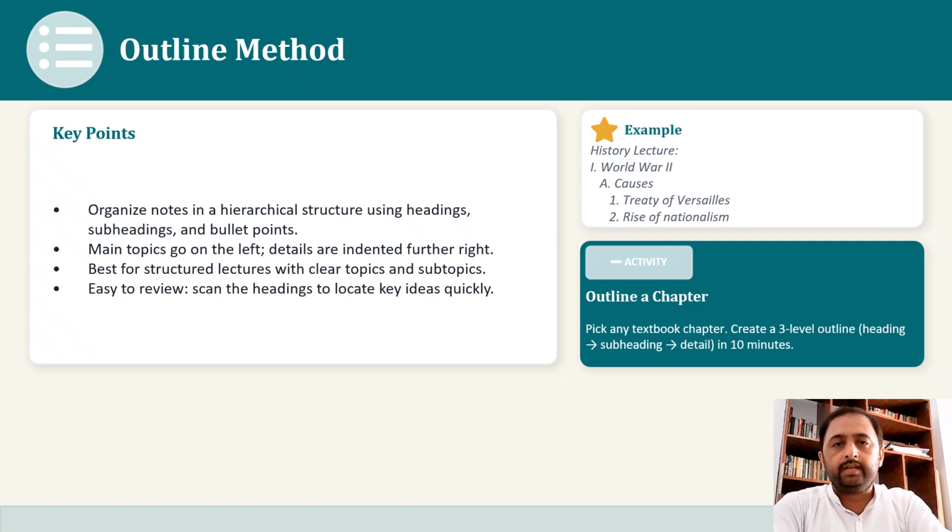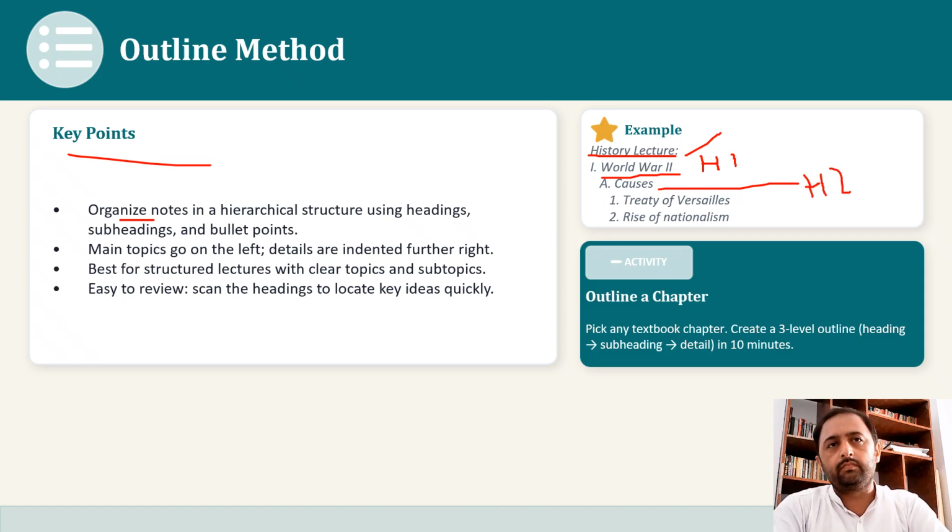First of all, there is the outline method. In the key points, notes are organized in a hierarchical structure using headings, subheadings and bullet points. For example, here you can see a history lecture. The first is World War, which is the heading, H1, and causes is heading 2, the subheading, and treaty of Versailles is heading 3. And under these headings, you can include the paragraphs when remembering your notes.